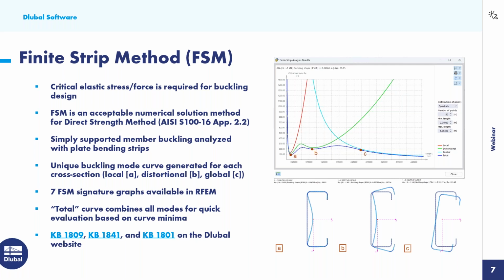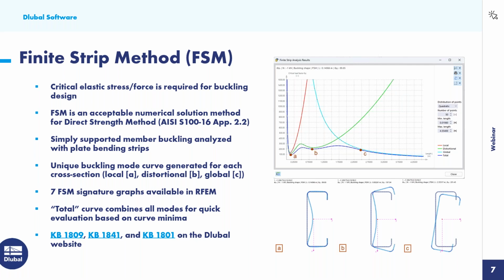So within the direct strength method, there are critical elastic stresses or forces that are required to carry out the buckling design. And when we refer to Appendix 2 within the AISI, the code tells us that the finite strip method is an acceptable numerical solution that we can apply. What we do here with the finite strip method is to treat this section as a simply supported member, and we analyze the buckling behavior with plate bending strips.